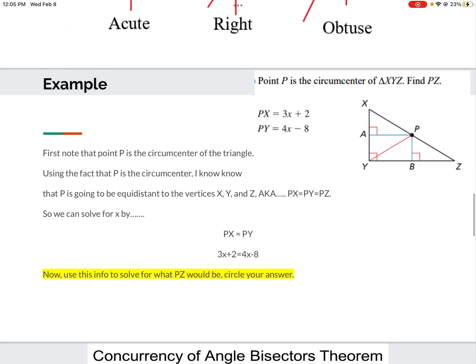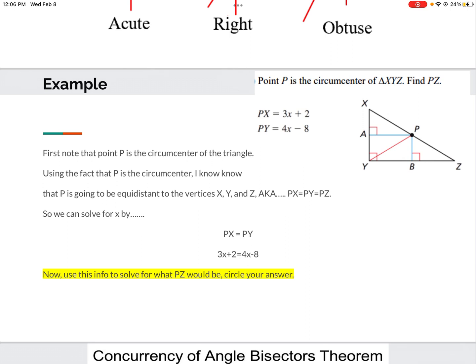So coming back down here, I know that P is going to be equidistant to vertices X, Y, and Z. And we can also say that PX is congruent to PY, which is congruent to PZ. So what we can do is set all these equal to each other. We could set PX and PY equal to each other and solve. I'm going to leave the rest up to you. It's just a simple system of equations.